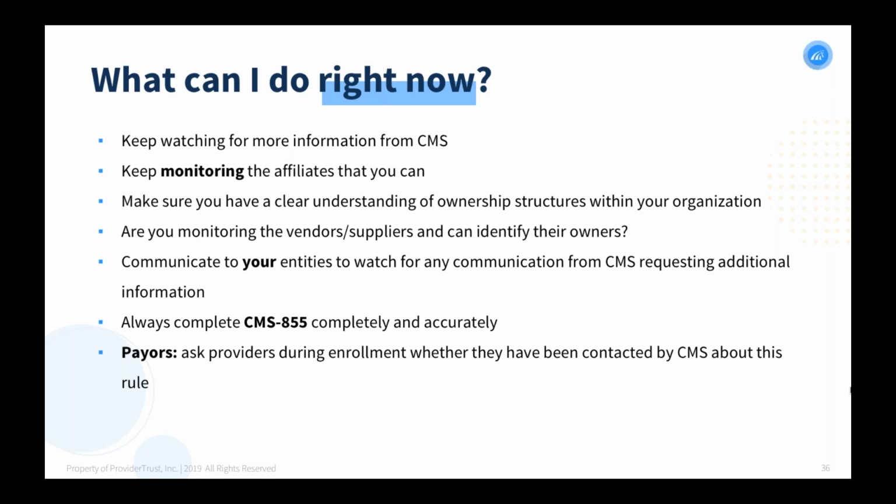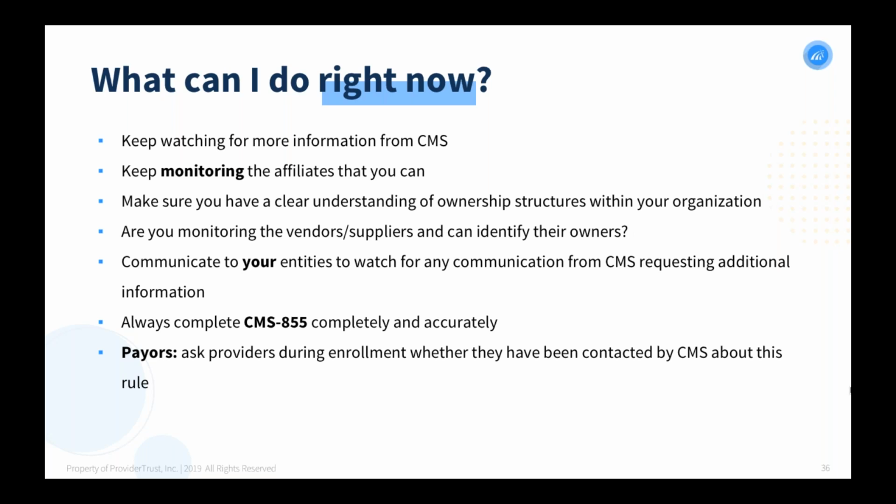Keep monitoring those affiliates that you can. I would think you would want to know who the owners of those businesses are. You're hopefully already collecting that, but certainly monitor them for exclusions as the lowest bar to start the process. And make sure you have an understanding of those organizational structures and ownership. Ask questions when enrolling your vendors so that you have that information already at hand. You also need to probably communicate with those affiliates that you're going to need some more information from them, because the onus is going to fall on you if CMS comes knocking.